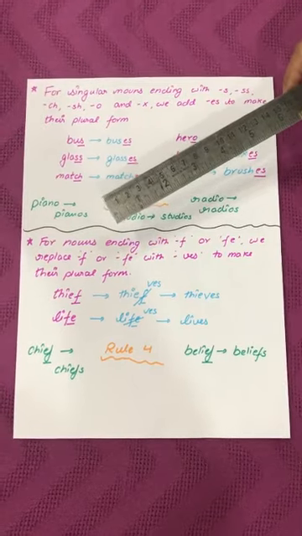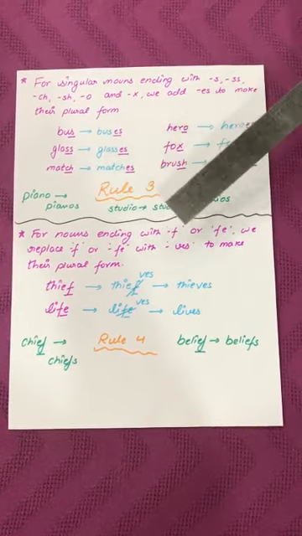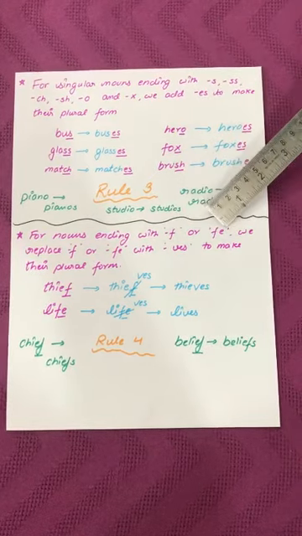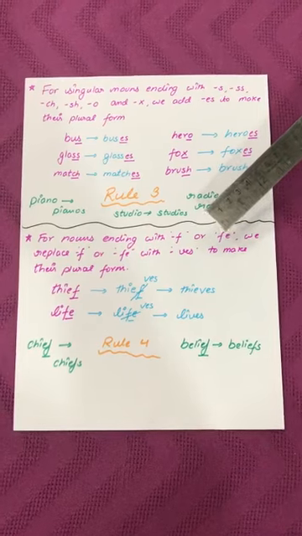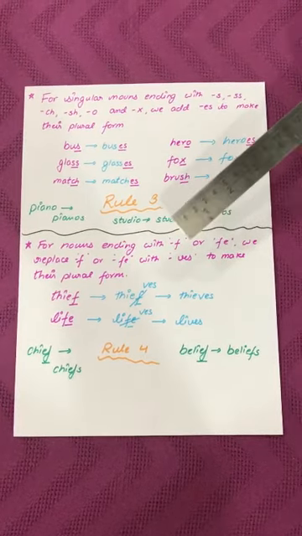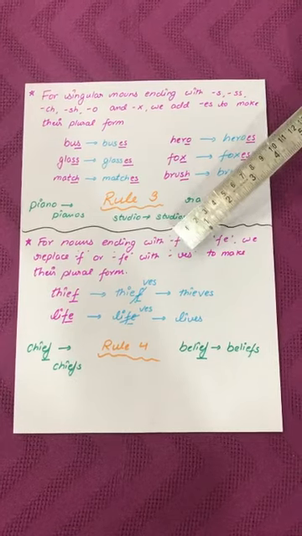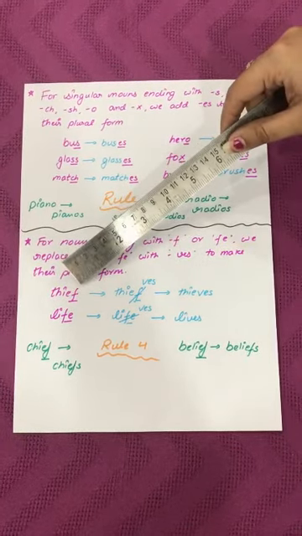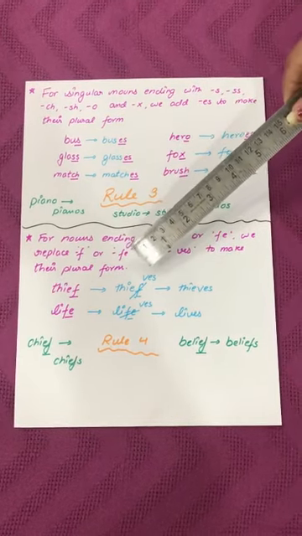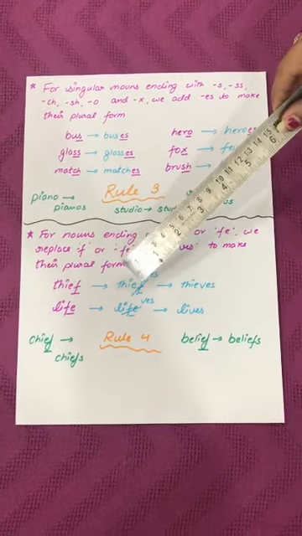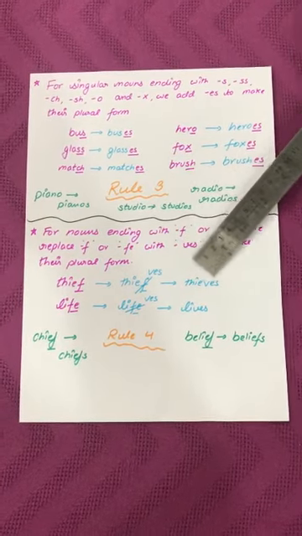Now we'll discuss rule number 4. Rule number 4 says that if the word ends with f or fe, then what are we going to do? We are going to replace the f or fe with ves to make it plural. So we have the word thief. Now the word thief ends with an f, right? So what we have done, we have replaced the letter f with ves and it becomes thieves.